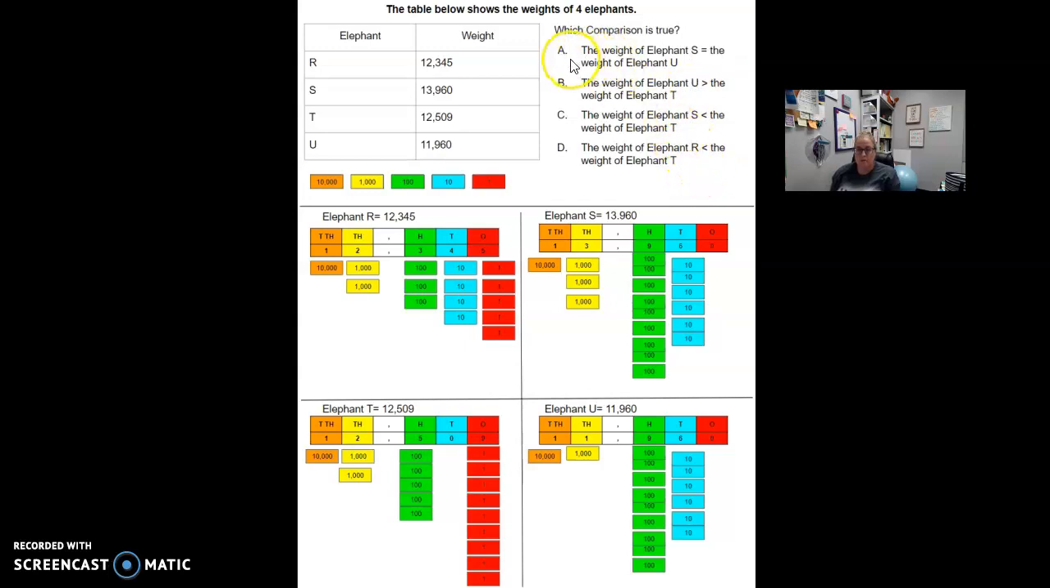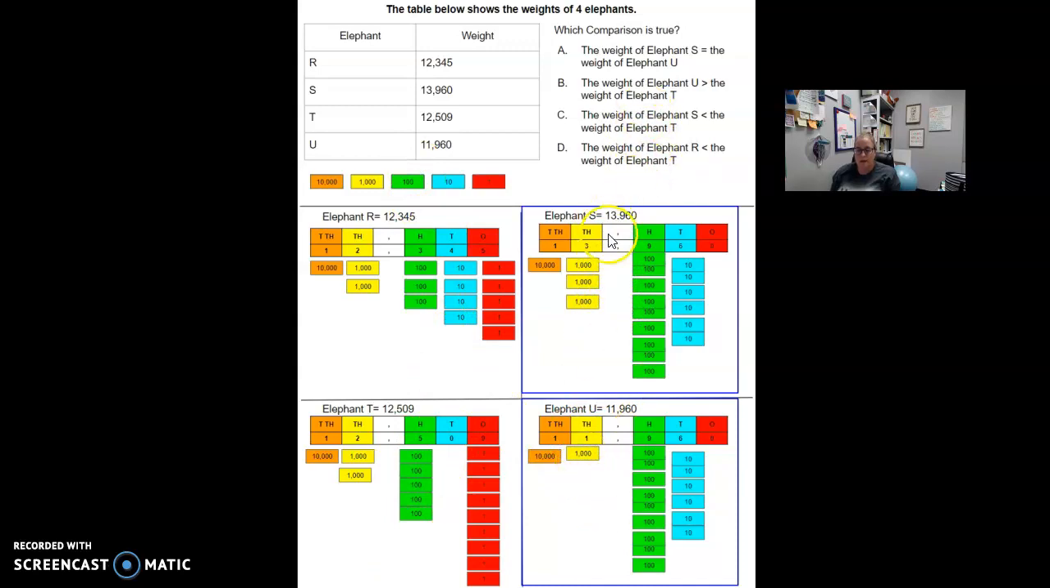So I'm going to start with A. The weight of elephant S is equal to the weight of elephant U. So I'm going to actually look at that. So I'm looking at S and U. So here is S and here is U. So I have both of them. Those are the two I'm looking at. I'm not looking at these right now. I'm just looking at these.